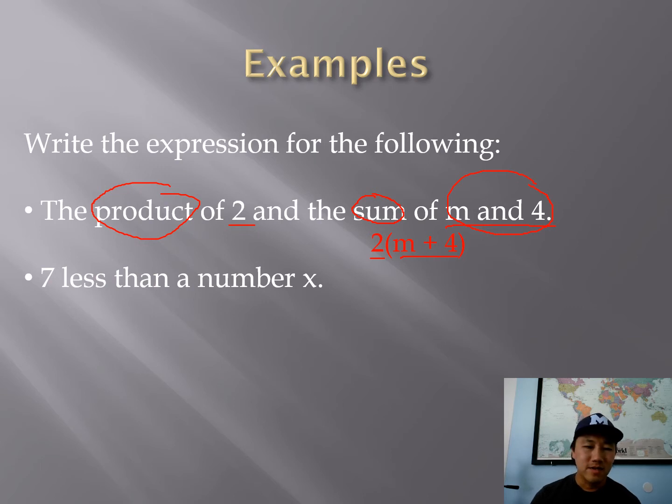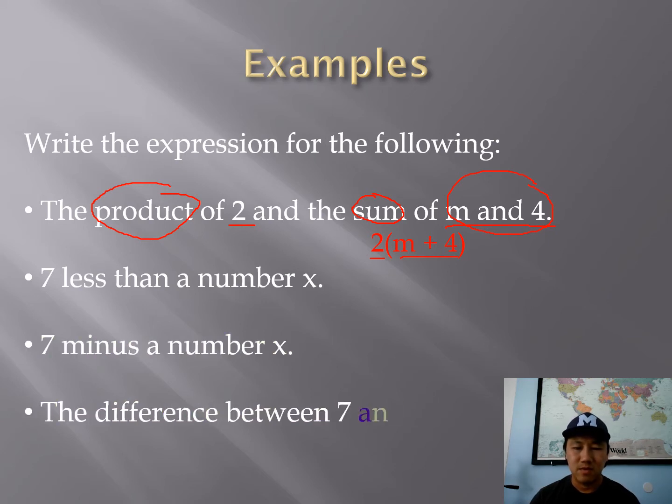Here's another example. 7 less than a number. I'm actually going to give you 3 examples right now. Alright. You have 3 different things that are very similar. The first one says 7 less than a number x. The next one is 7 minus a number x. And then the third one is the difference between 7 and a number x. But basically, all 3 are kind of the same. But we have to be careful when it's subtraction. Because subtraction, the order of subtraction does matter.